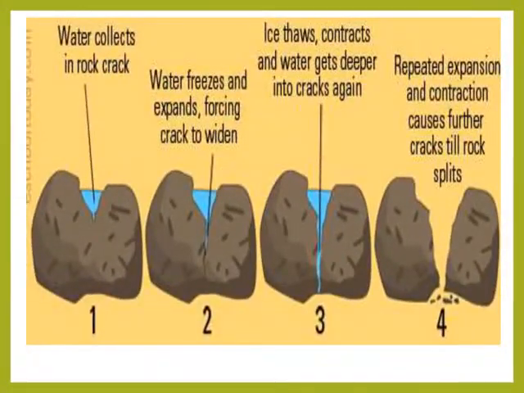So for example, see how the rocks get cracked. Look at the picture: water collects in rock cracks, then it freezes and expands, then it makes the crack widen. Then the ice thaws and contracts, and again the water gets deeper into the cracks. So continuously repeated expansion and contraction, what happens? It causes the cracks till the rocks divide into pieces. So this is how the rocks are weathered.